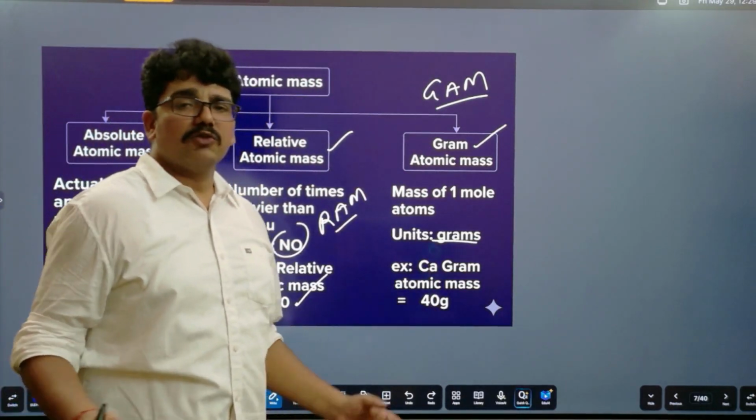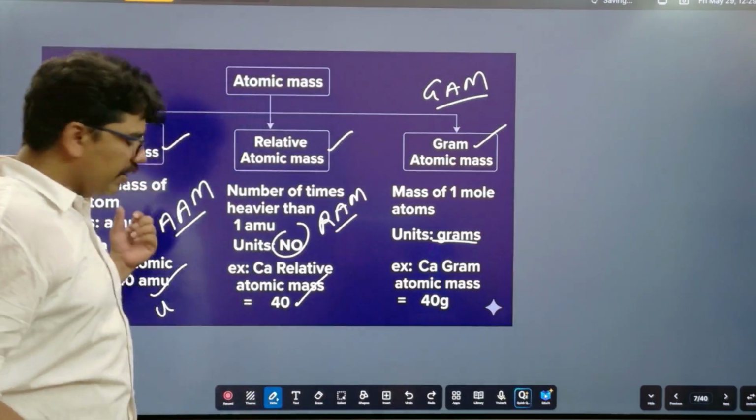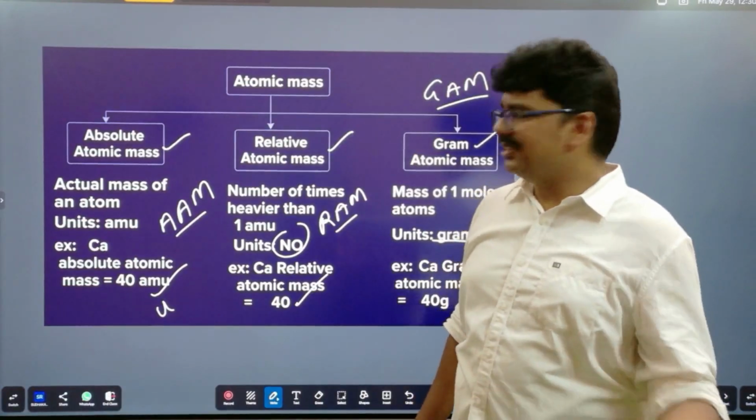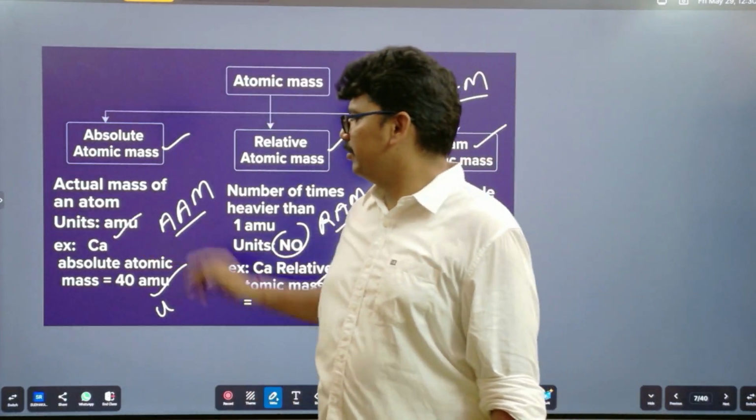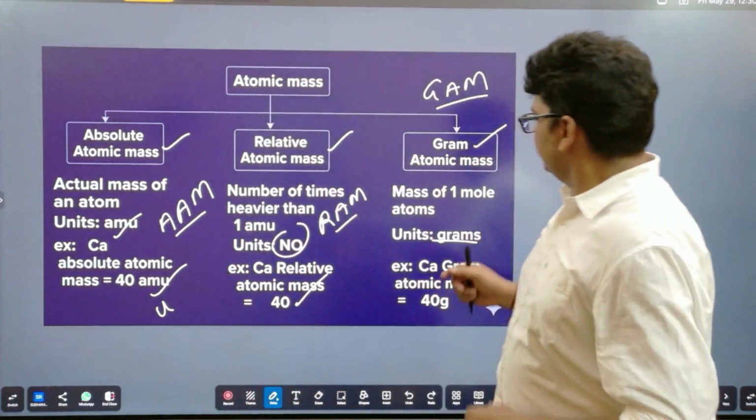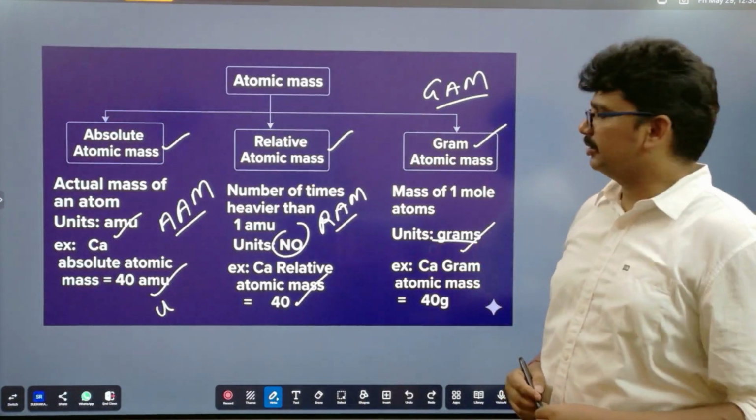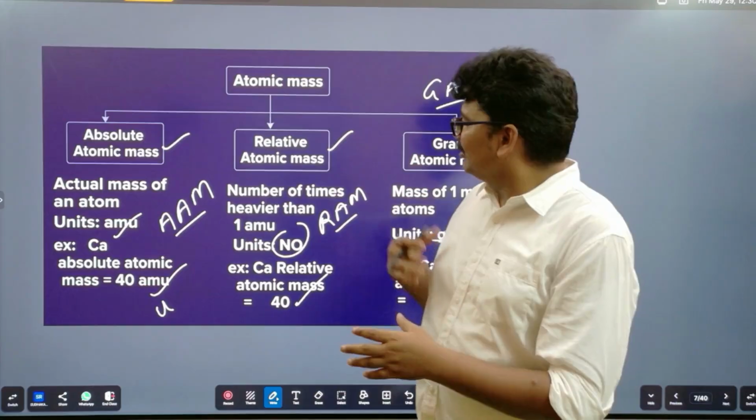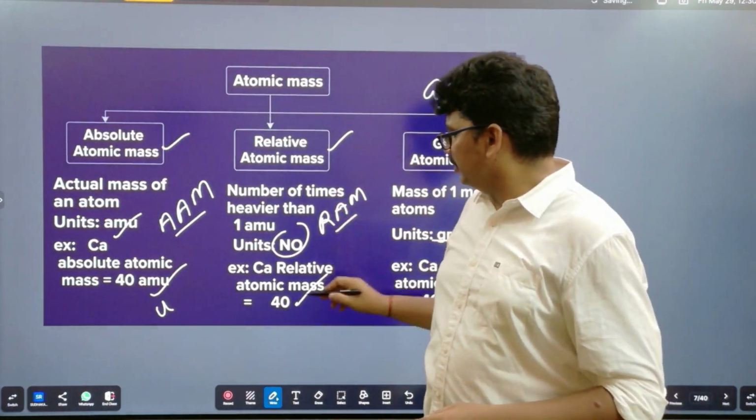6.022 into 10 power 23 particles mass is taken, it will come in terms of grams. But one individual particle means it is around 10 power minus 23 grams. So which is replaced by AMU, already we discussed. That is the purpose of introducing AMU. So individual atoms mass is in AMU, and mass of atoms in terms of moles, it is in grams. And when the mass is measured with respect to any particular unit, that is relative atomic mass, no units.